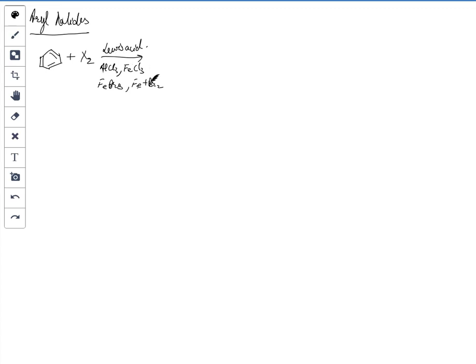Okay, so this is what we have as FeBr3. So these are all Lewis acids, and what we get here is the halobenzene along with HX. Have you done the mechanism of this reaction? The halogenation of benzene, or in fact electrophilic substitution reaction of benzene.